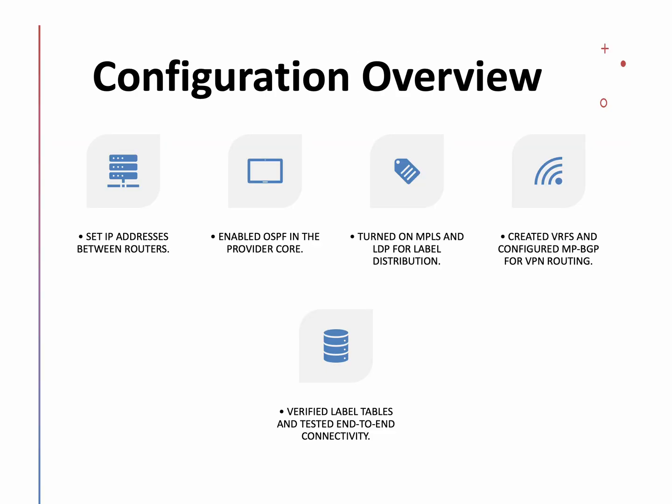The configuration in this network topology for MPLS was: I set up the IP addresses between routers, enabled OSPF in the provider core, enabled MPLS and LDP for label distribution, created VRFs, and configured MP-BGP for VPN routing, and I verified label tables and tested end-to-end connectivity.